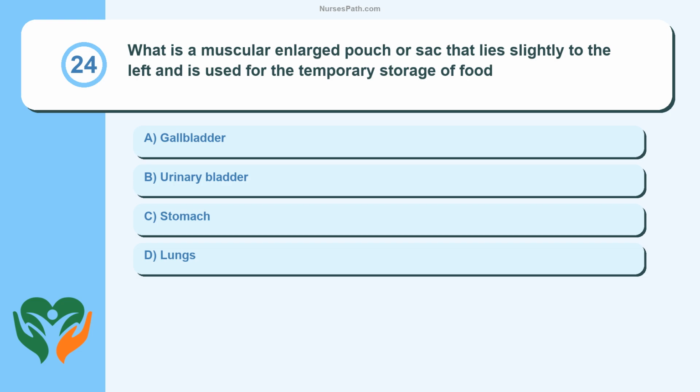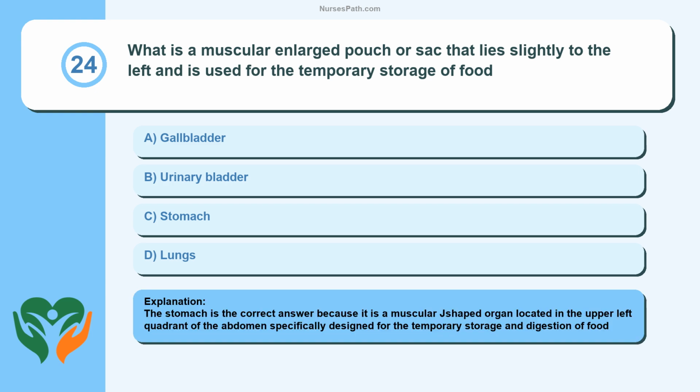Question 24. What is a muscular enlarged pouch or sac that lies slightly to the left and is used for the temporary storage of food? Gallbladder, urinary bladder, stomach, lungs. The stomach is the correct answer because it is a muscular J-shaped organ located in the upper left quadrant of the abdomen, specifically designed for the temporary storage and digestion of food.